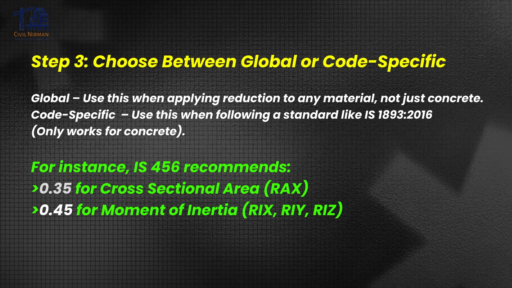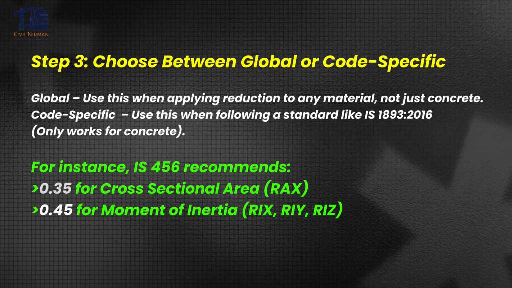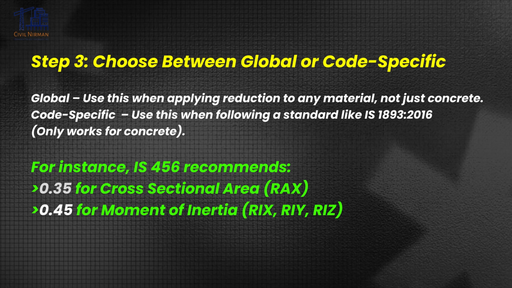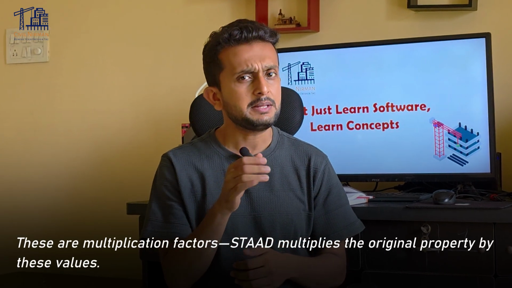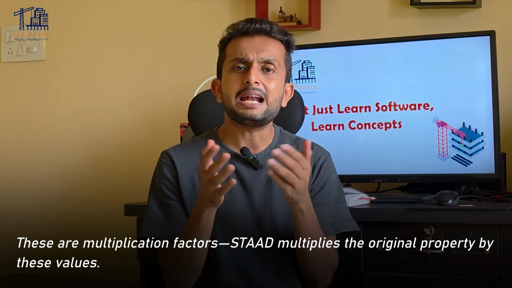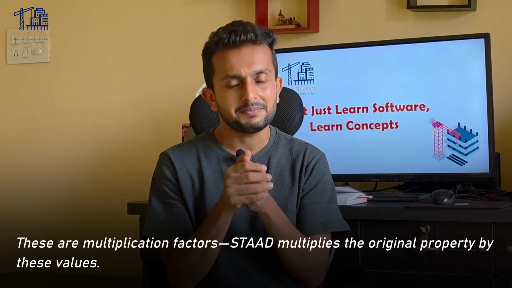And step 3, choose between global or code specific. Global means use this when applying reduction to any material, not just concrete. And code specific means use this when following a standard like IS 1893-2016, which will only work for concrete. For instance, IS 456 recommends 0.35 for the cross-sectional area and 0.45 for moment of inertia, and these are multiplication factors. Basically, Staad multiplies the original property by these values.